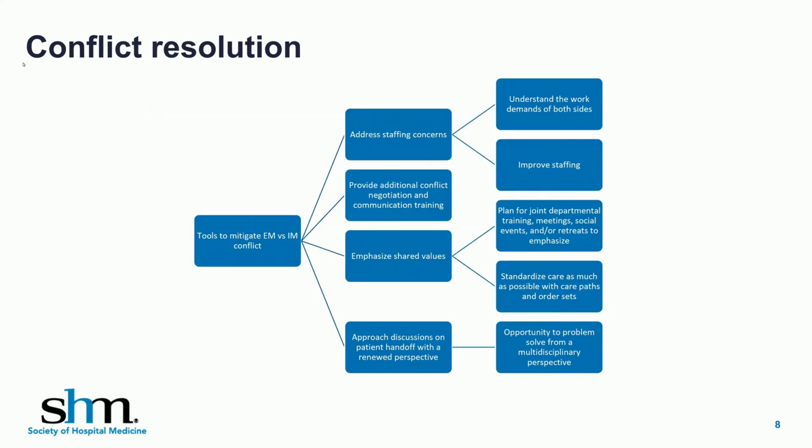For your specific scenario of the ED and IM conflict, you want to understand the work demands of both sides. Try to ease the work demands of either department, such as improving staffing. Consider additional conflict negotiation and communication training. Plan for joint departmental training, meetings, social events, and/or retreats to emphasize shared values. Along those lines, try to standardize care as much as possible with care paths and order sets. Approach discussions on patient handoff with a renewed perspective, seeing it as an opportunity to problem solve from a multidisciplinary perspective. How does that sound?